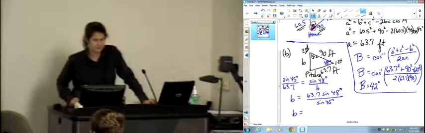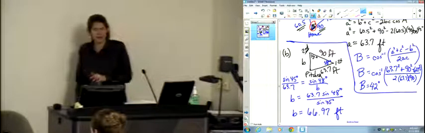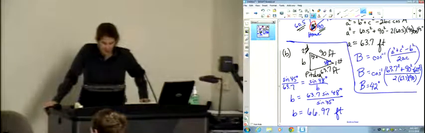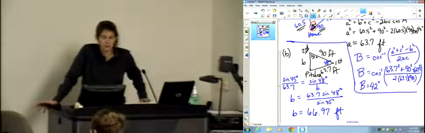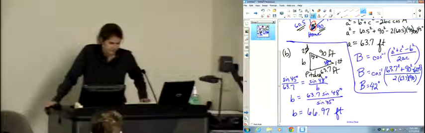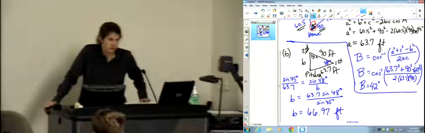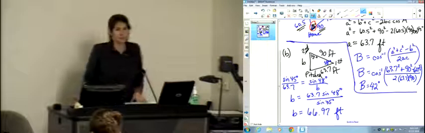So what's that going to give us for side B? 66.97. Okay. We may have a little round off error in there somewhere, but that looks within reason there. We know it's got to be a little bit bigger than the 63.7 because we have the 48 degrees there. Okay, 48 is a little bit bigger than 45. Any questions on getting that part using this method?